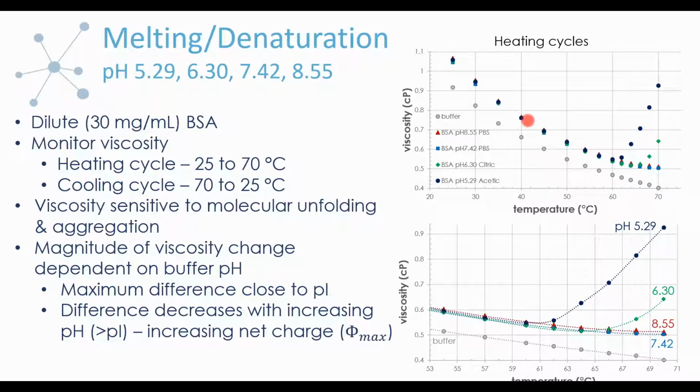However, we see that for our BSA and our variety of buffer solutions where we have adjusted pH, there is a transition slightly beyond 60 C, where the viscosity starts to deviate from the buffer value, and it deviates in a different manner depending on the buffer composition.